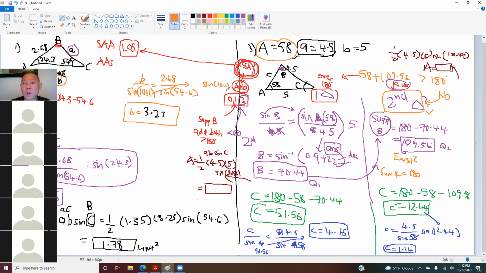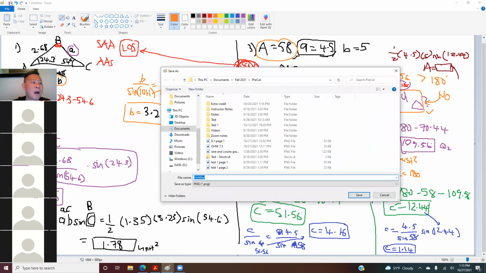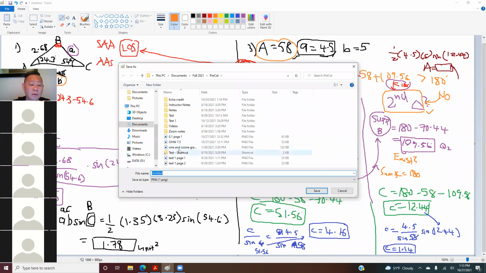What happens with no triangles? No triangles is very easy. It's when you calculate this, you get an error in your calculator. So when you type this in your calculator and it comes out error, it means that you have no triangle in this case. I will show you an example of a no triangle because it's pretty much straightforward.